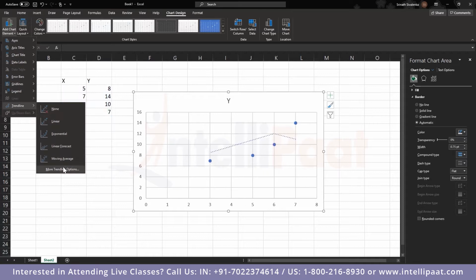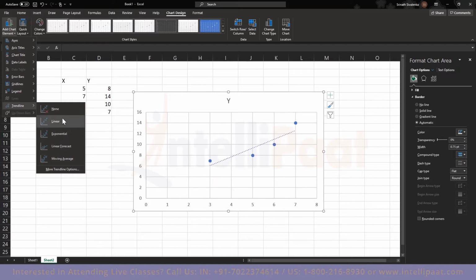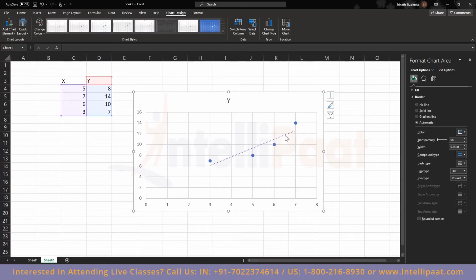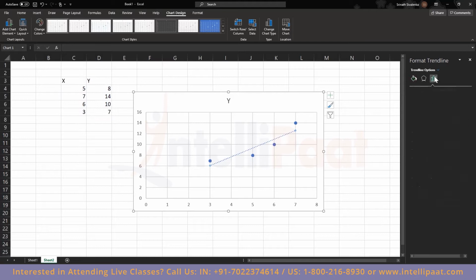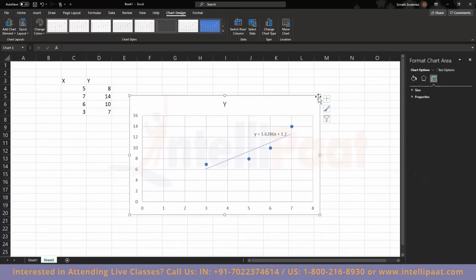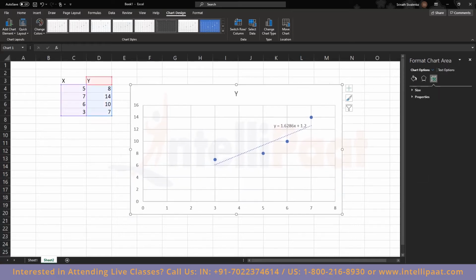Under trend line, you see there are different kinds of trend lines that we can add: linear, exponential, and so on. We'll come to that in a minute. Let's add a simple linear trend line, and let me display the equation on the chart. That's it. Okay, so your linear regression has been solved here.